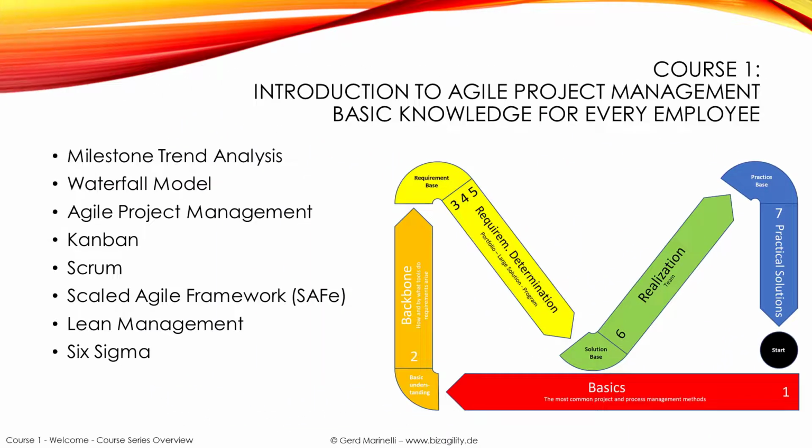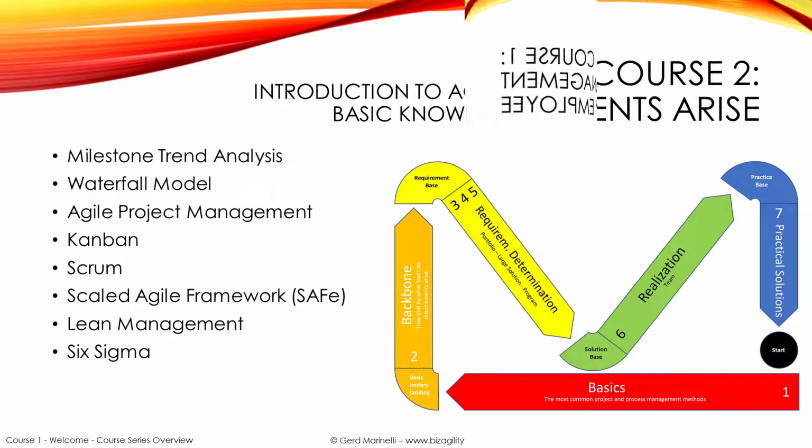We start in the first of the 7 courses with the basics, where you will learn about the most common project management methods that we encounter in software projects in large companies. These include the milestone trend analysis, the waterfall model, Agile project management, Kanban, Scrum, the Scaled Agile framework, also simply called SAFe, Lean management, and Six Sigma.